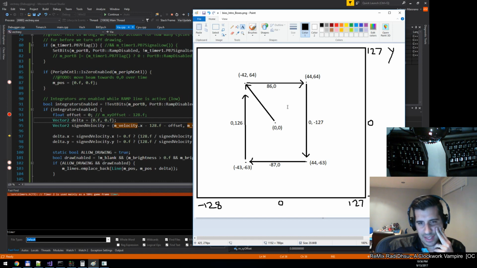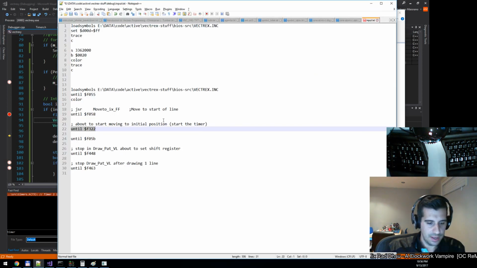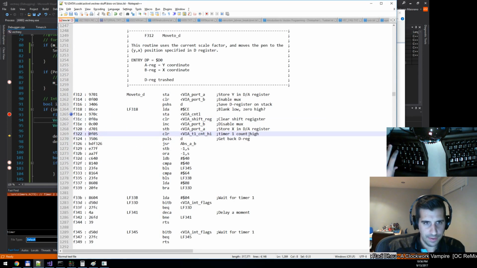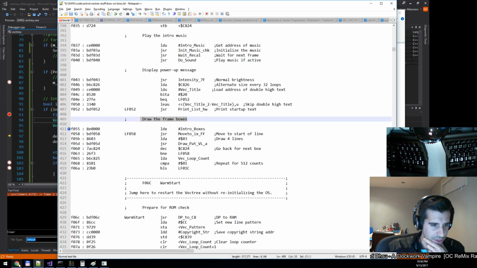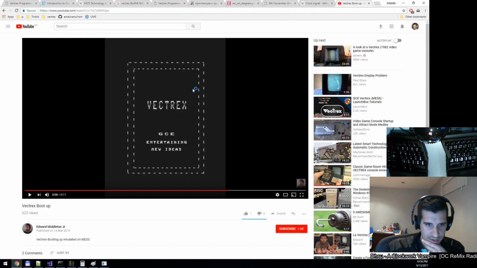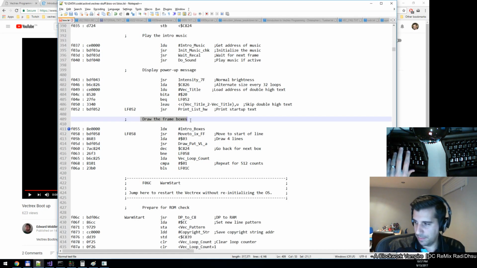And the idea is that when we want to draw this box, I'll show you. See here, draw the frame boxes. So what I'm talking about there is these frame boxes. See, there are two of them, right? So the code that does that is right here in the BIOS, really early on. And no, it's not 0 to X. 0, 0 is the center of the screen. It's like Cartesian coordinates, with 0, 0 in the center.